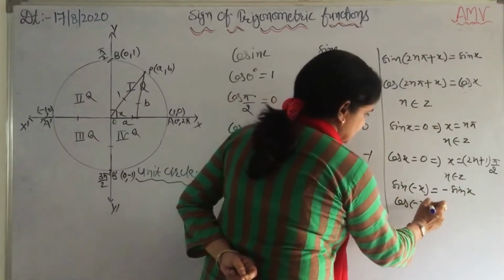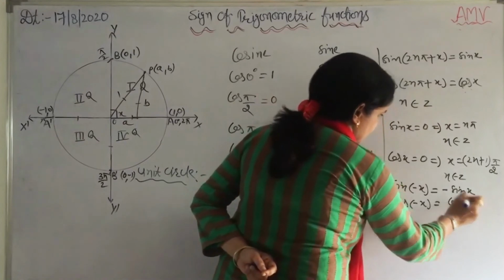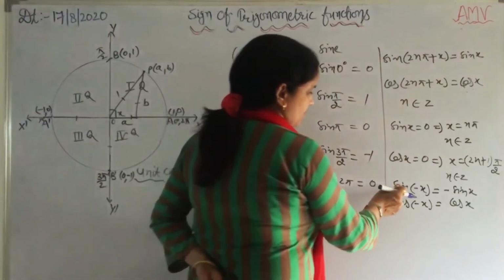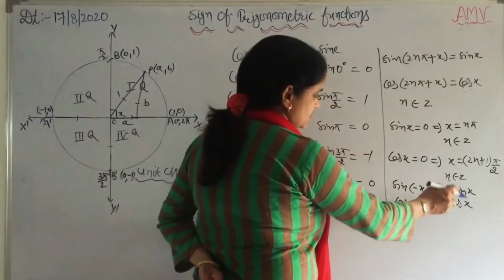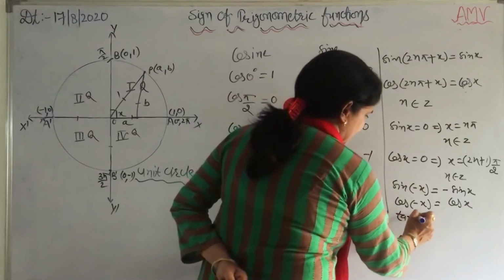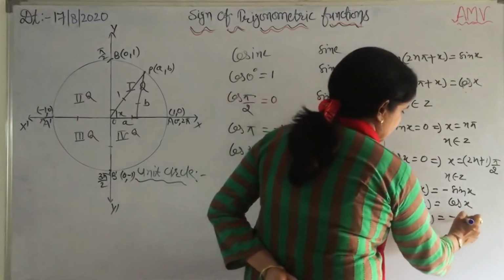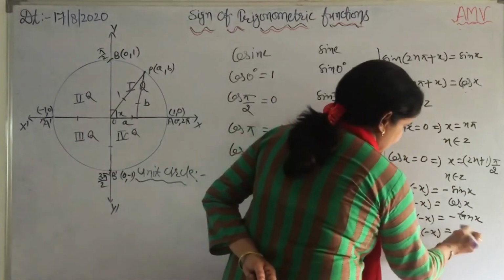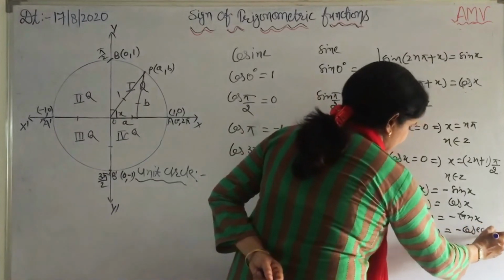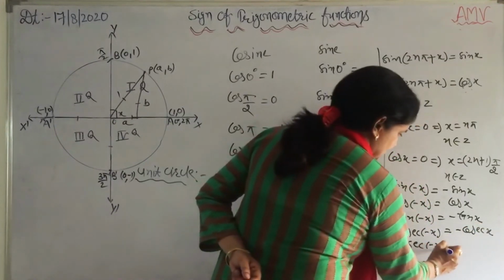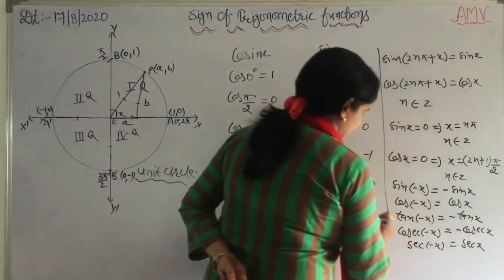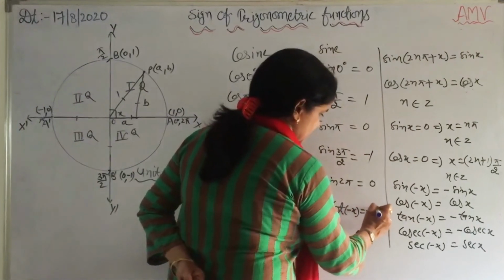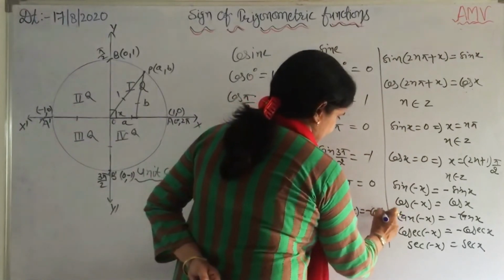And one more thing to keep in mind: sin(-x) is minus sin x, and cos(-x) is cos x. Minus x represents the fourth quadrant. So in the fourth quadrant, sine is negative and cos is positive. Same for tan: tan(-x) is minus tan x. And cosec(-x) is minus cosec x. And sec(-x) is only sec x. And cot(-x) is minus cot x.